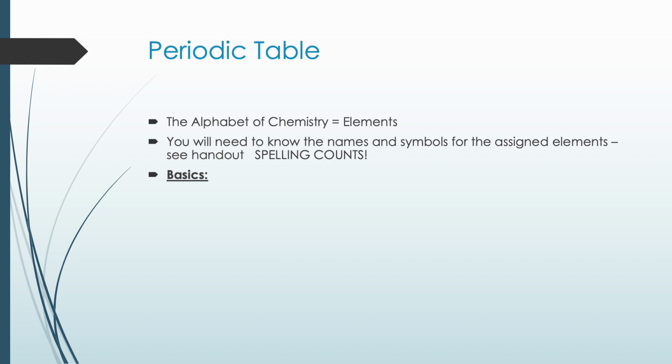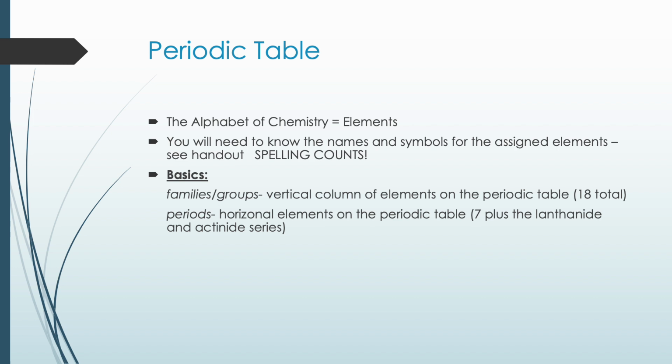Some basic information for the periodic table. Families or groups. These are the elements that are in a vertical column on the periodic table, and there are a total of 18 different groups or families. The periods are the horizontal elements on the periodic table. There are 7 of them, plus the lanthanide and actinide series.